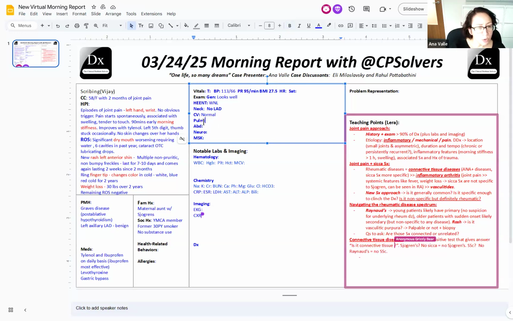And I will add, in terms of her neuro exam, her strength was 5 out of 5 in both her upper and lower extremities, and neck extensors and neck flexors.